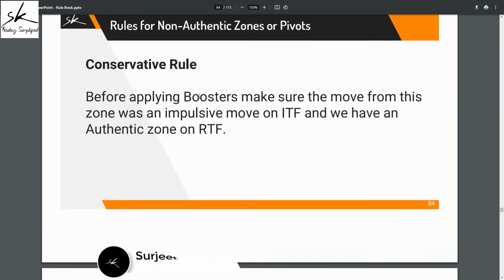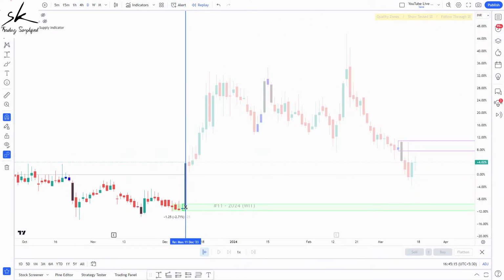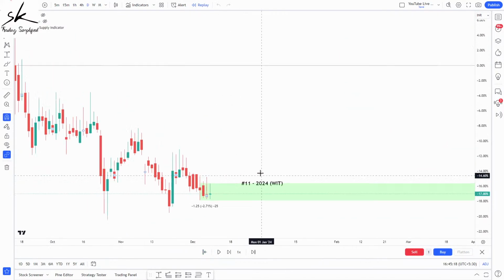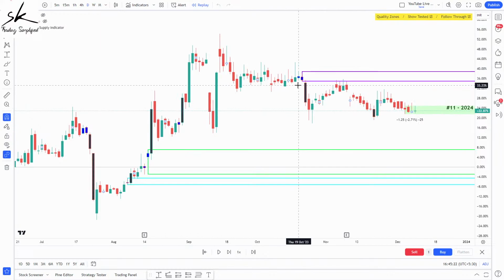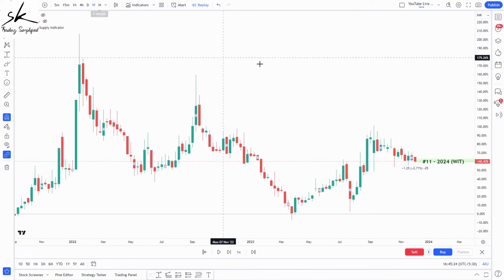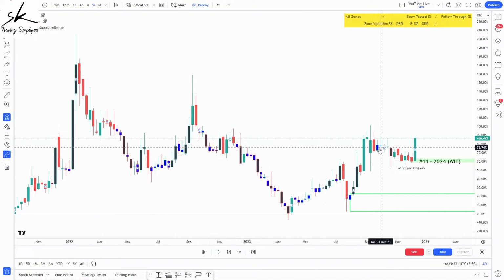And the conservative rule basically has two parts. One is you need an impulsive move on the intermediate time frame, and you also need an authentic zone on the refining time frame. So let's see if I apply the aggressive rule. Aggressive rule says the move from the zone. So you can see this is where the zone was formed, and then you had this leg out. So the move from this area should have violated one opposing zone, but not of the same time frame, of the intermediate time frame. So here you can see you had your intermediate supply, and when the price moved up from here, it definitely violated that supply.